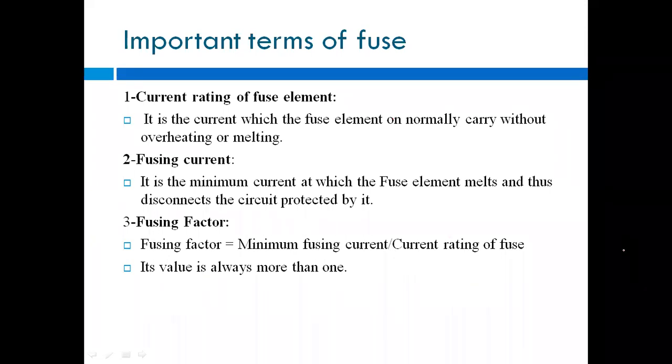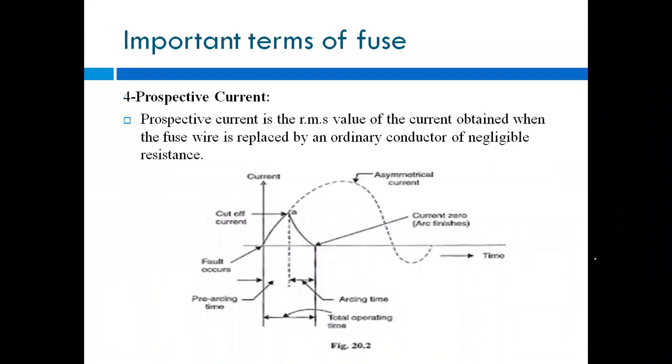Now the next definition is the prospective current. Actually, the fuses we are using at our home are simple rewirable fuses, which we use for the AC supply. So for this purpose we are considering here an AC line.